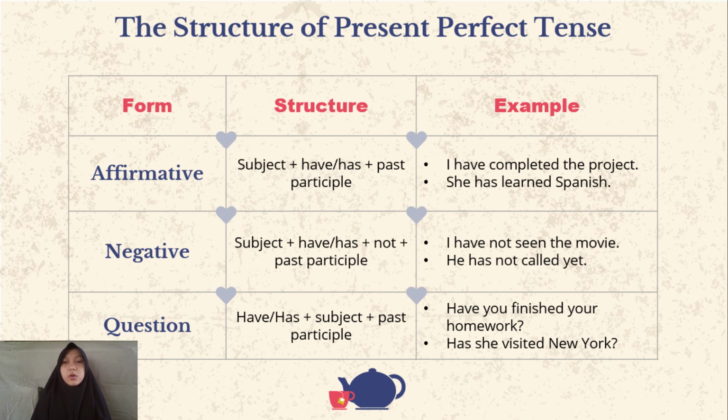For the structure of the question, we place have or has in front of the subject. So it's going to be have or has plus subject plus past participle. For example, have you finished your homework? Or has she visited New York?